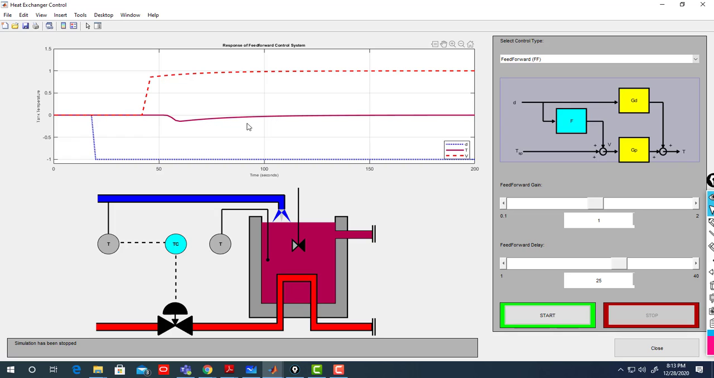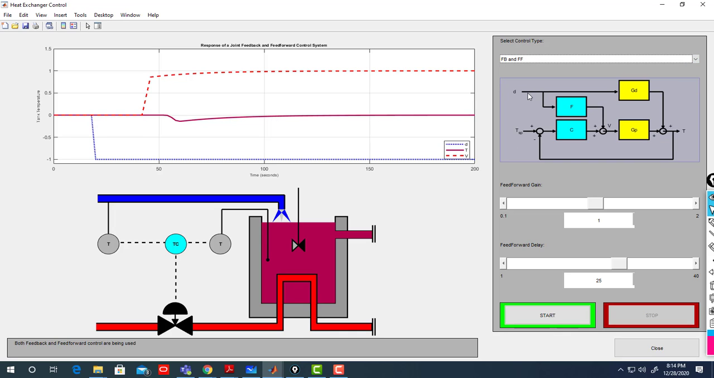See how the system behaves. You can even add more uncertainty by changing the feed forward gain, but I don't want that. So this is how it looks. What if I add my feed forward plus feedback controller both together? How will this be affected?